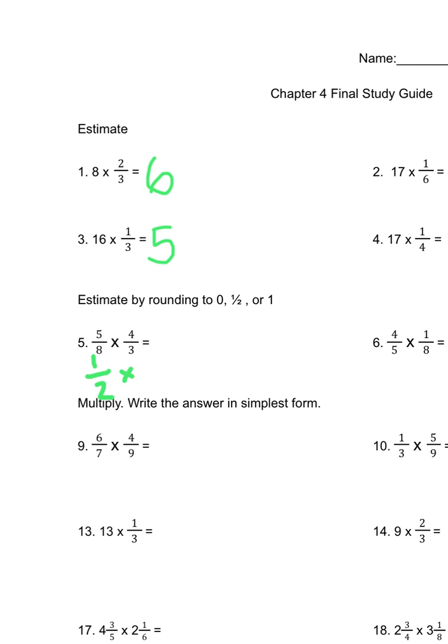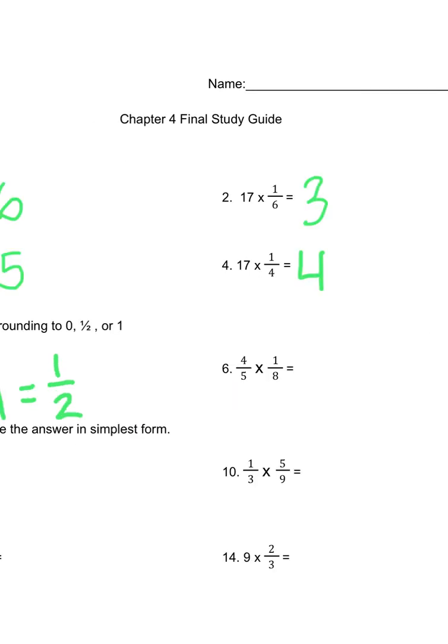And then for 4/3, I would say that one is closer to 1 than 0 or a half, because 3/3 would give us 1. So I would say 4/3 would be closest to 1. And then 1/2 times 1 is just going to give us 1/2. Same thing for 6. Is 4/5 closer to 0, 1/2, or 1? I would say 1. And then for 1/8, I would say that's closer to 0. 1 times 0 is going to give us 0.